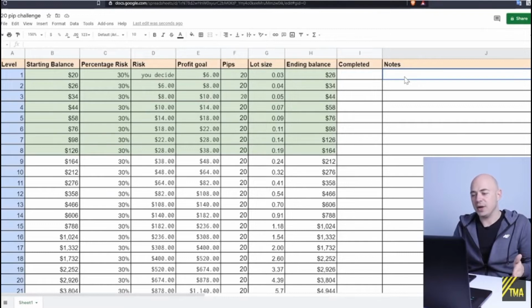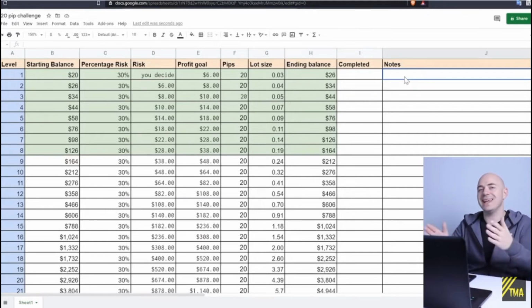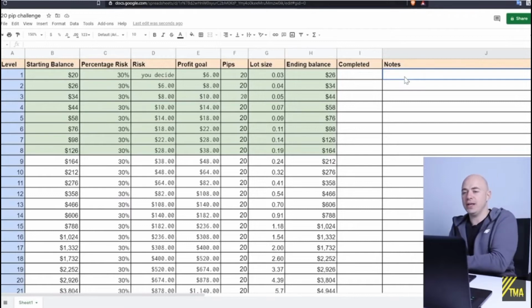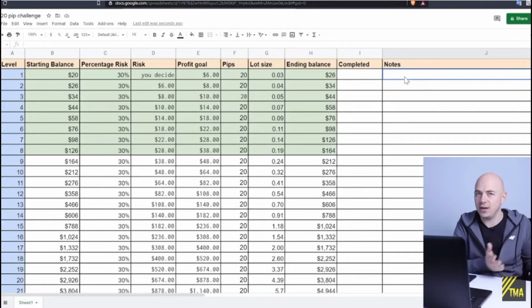Why you got in on that trade, what time frame you were looking at, what indicators you were using to let you know that the trade was going to go in that direction. This is going to help you determine why you're losing trades and why you're winning trades, so you can focus on the things that are working and try not to do the things that are not working.